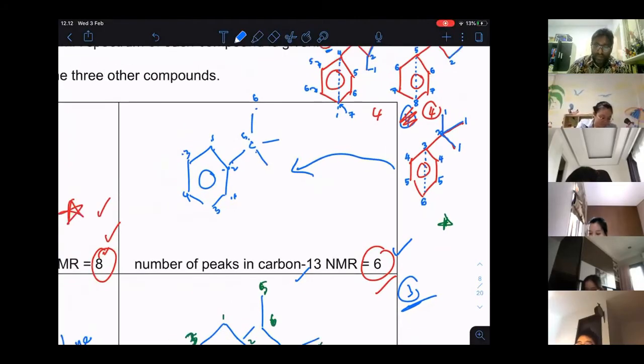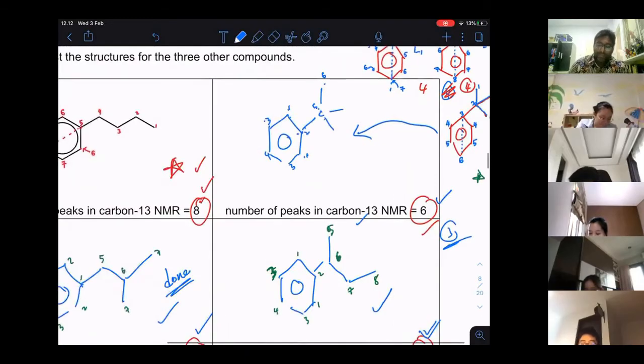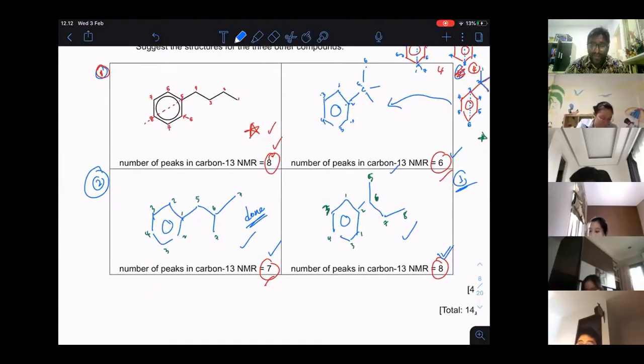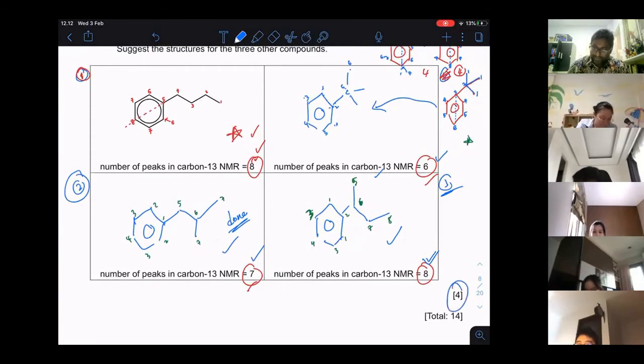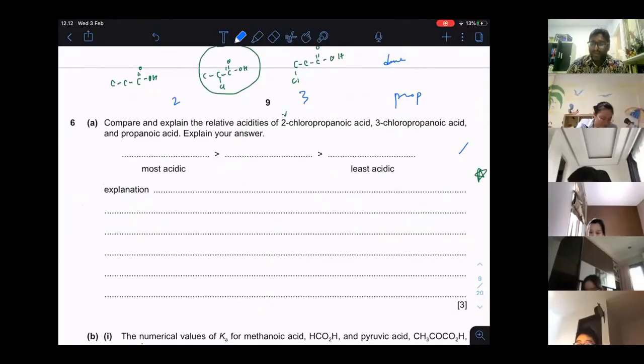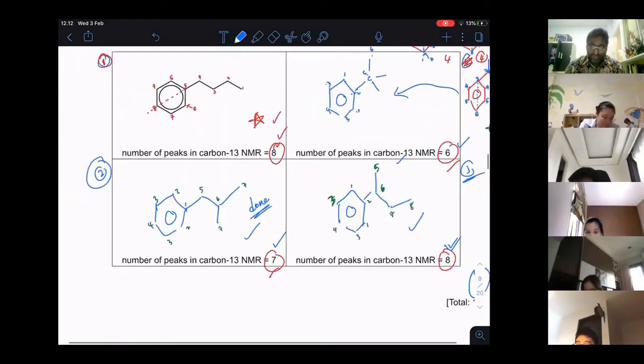And then you draw the skeletal formula properly. Okay, this is my explanation on this. NMR, number of peaks of carbon. So 4 marks. Please take note. Very important. If not, you will miss a lot of marks. Okay, let's move on. Number 6. But before that, I'll stop for a while because this one is important.